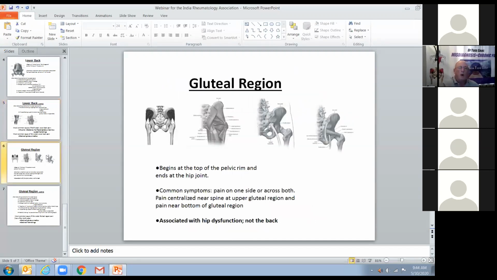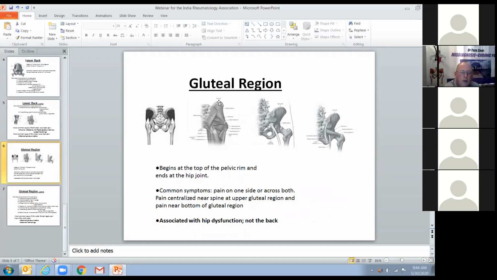Okay, now we'll go to the gluteal region. The gluteal region, again, I want to point out, begins at the top of that pelvic rim. So if someone's saying they're having pain and you say point to it, you want to have them put their hands on the top of the pelvic rim, with their thumbs running across it. Above it is the lumbar region. Below it is the gluteal region.